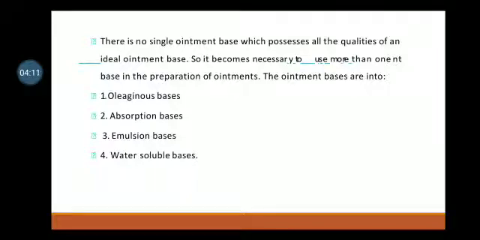There is no single ointment base which possesses all the qualities of an ideal ointment base. So, it becomes necessary to use more than one base in the preparation of ointments. The ointment bases are divided into first oleogenous bases, second absorption bases, third emulsion bases, and fourth water soluble bases.